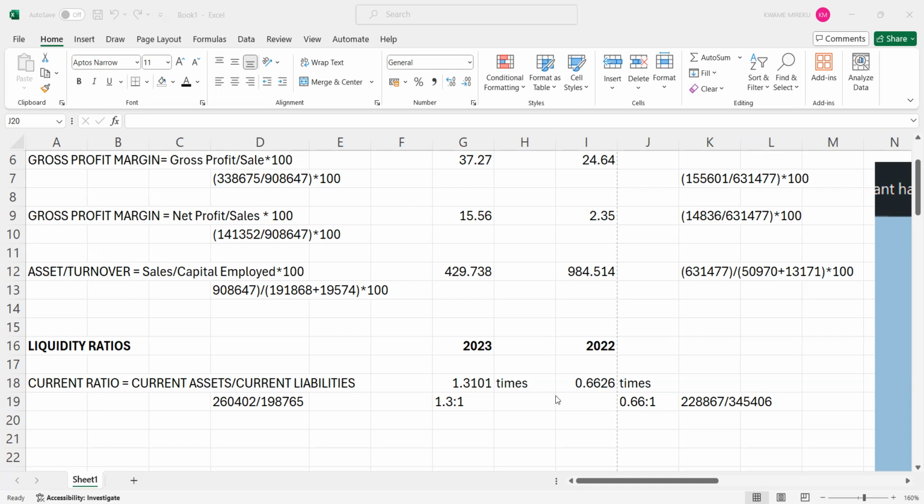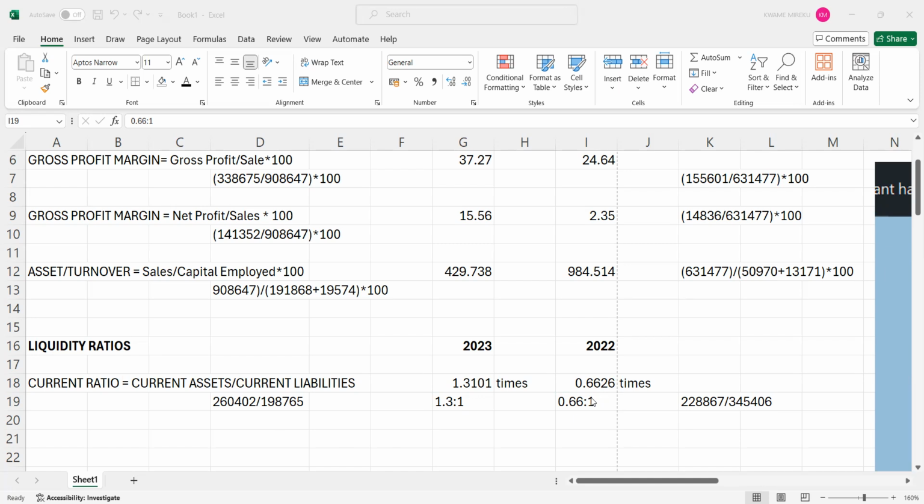So the rule of thumb for this, mostly we expect you to be able to cover your short-term debts at least 2 times. That means you have double your current assets to pay for your current liabilities. That's the rule of thumb. So if you are going by the rule of thumb, then it presupposes that the firm is not doing well. Its ability to cover its debts as and when they fall due is a problem. That means the firm does not have enough current assets to meet its short-term obligations.